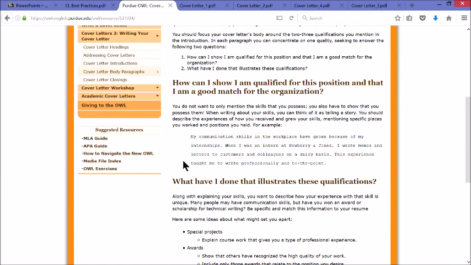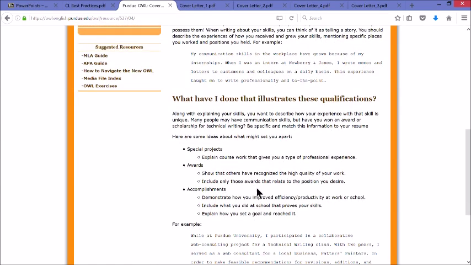So the big thing with the body section is you want to illustrate these qualifications that you have. You don't just want to list the qualifications, as I said earlier, but you want to provide an example that shows them that you have those skills. So some ideas for what might set you apart from others. They say special projects. Explain coursework that gives you a type of professional experience. Awards. Show that others have recognized the high quality of your work. Include only those awards that relate to the position you desire.